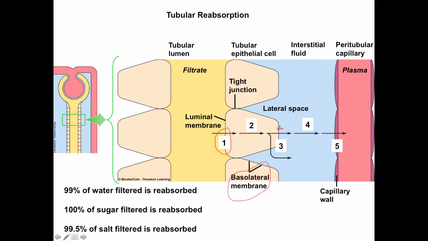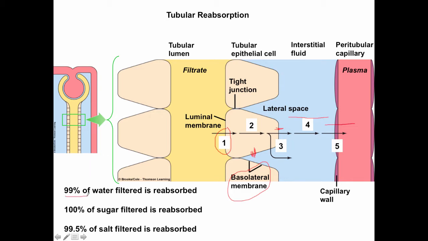The basolateral membrane is actually composed of two parts. There's the basal membrane, which is this space over here, and then there's the lateral membrane, that's this space over here. So it can either cross the basal side or the lateral side, but it's got to cross the second membrane. And then number four, it's got to diffuse across the interstitial fluid space. And then number five, it's got to get across the capillary wall. Okay, we reabsorb quite a lot.